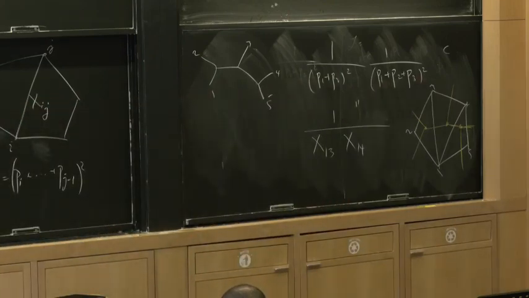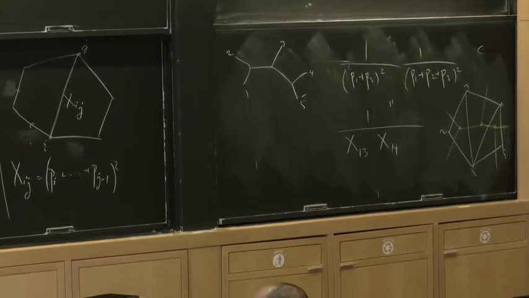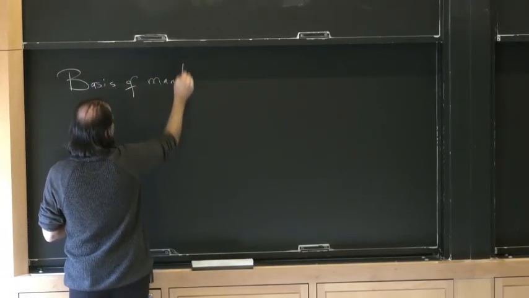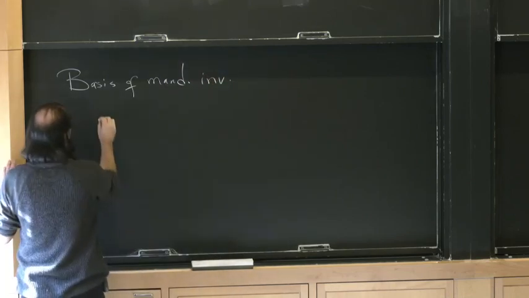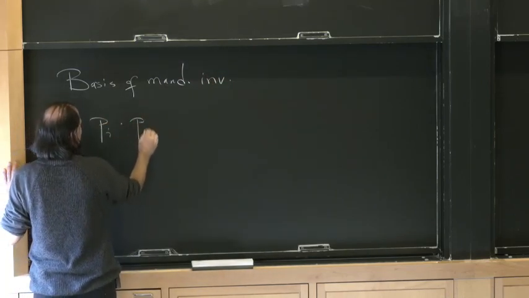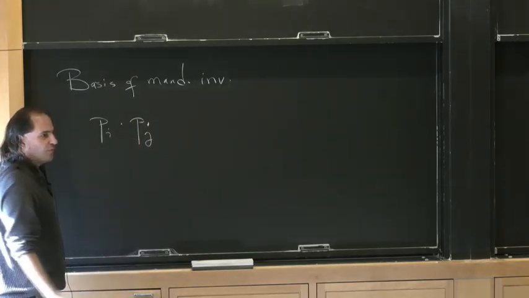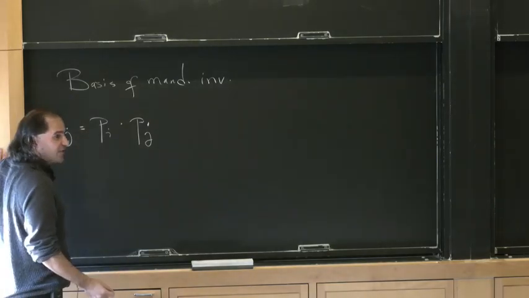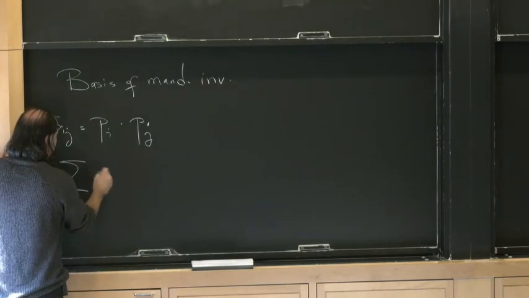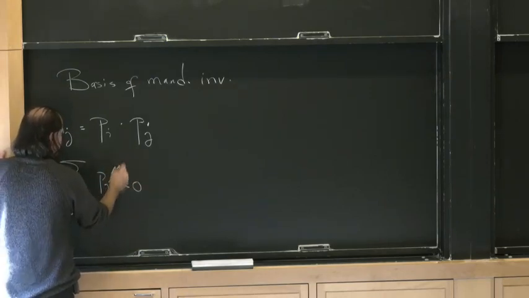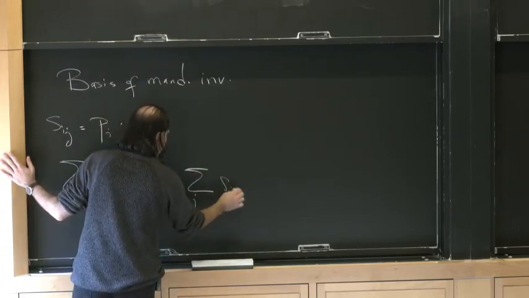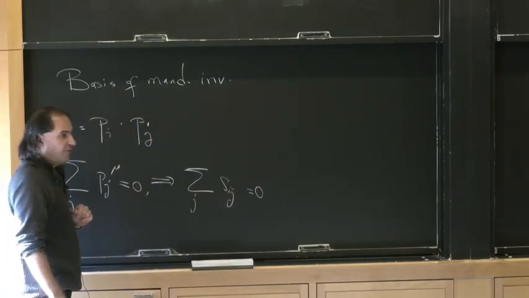Now, what's nice about these variables, so we've already seen a couple of nice things about them. But a final nice thing about them, we can see if we just ask for a basis of Mandelstam invariants, kinematic invariants. So all the kinematical invariants we have look like p_i dot p_j. So that's the most naive thing that you would do, right? Sometimes people might call that s_{ij} is p_i dot p_j. But these things satisfy some constraints because we know that the sum over j of p_j is equal to 0. So that implies that the sum over all j of s_{ij} is equal to 0 for fixed i.